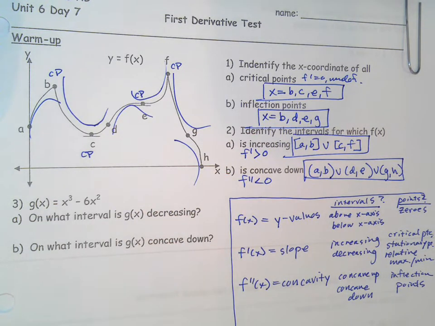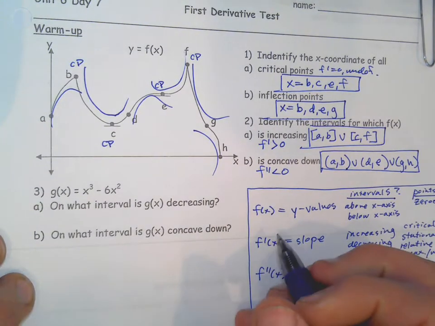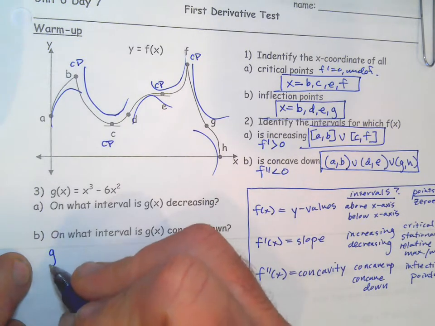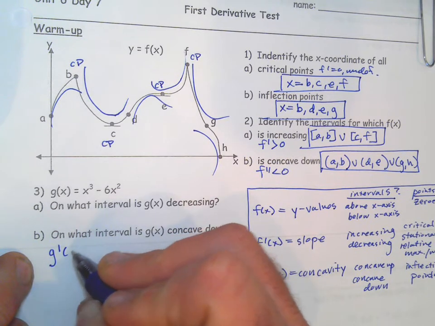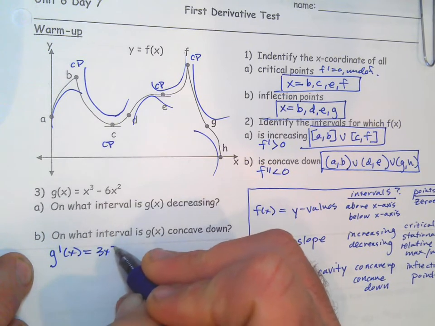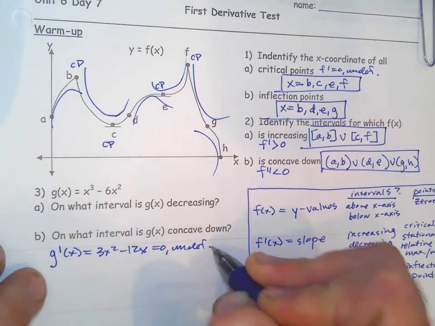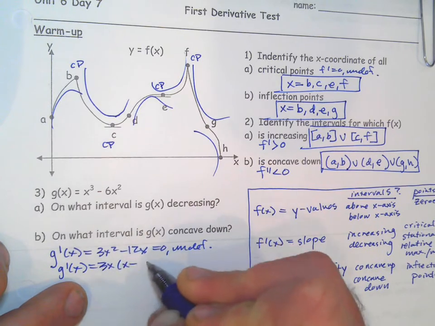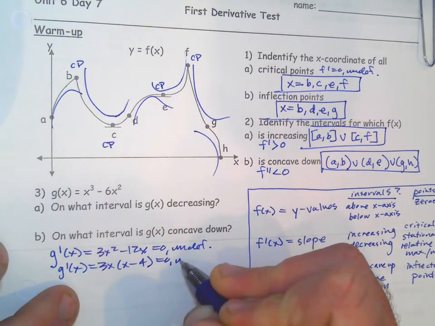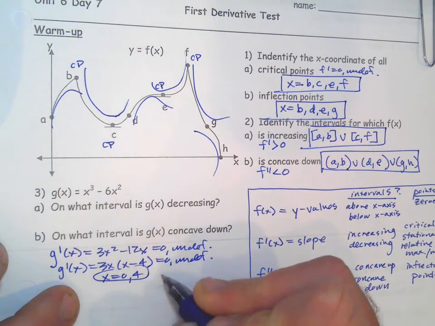All right. And then how do we do it without a graph? Number 3 is without a graph. Well, we do line checks. So we have to take the derivative of the function. So g prime of x equals 3x squared minus 12x, and we're going to set it equal to 0 or undefined. So g prime of x equals, we can factor out 3x, and then we have x minus 4 equals 0 or undefined. And so x equals 0 and 4 are our critical points.